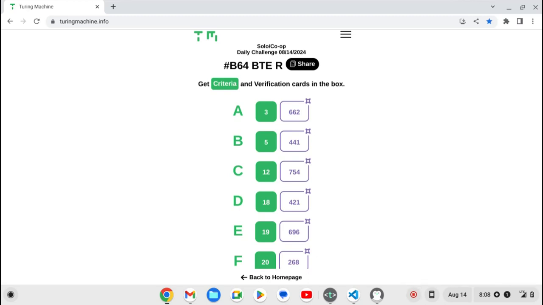Let's begin. Today is August 14th, 2024, and we're solving the Daily Turing Machine Puzzle. Today's puzzle uses the following 6 criteria cards. Criteria card 3, 5, 12, 18, 19, and 20. And the puzzle uses the purple verification cards. The code above is your way to get more information on today's puzzle by searching the code on turingmachine.info. Let's go solve.